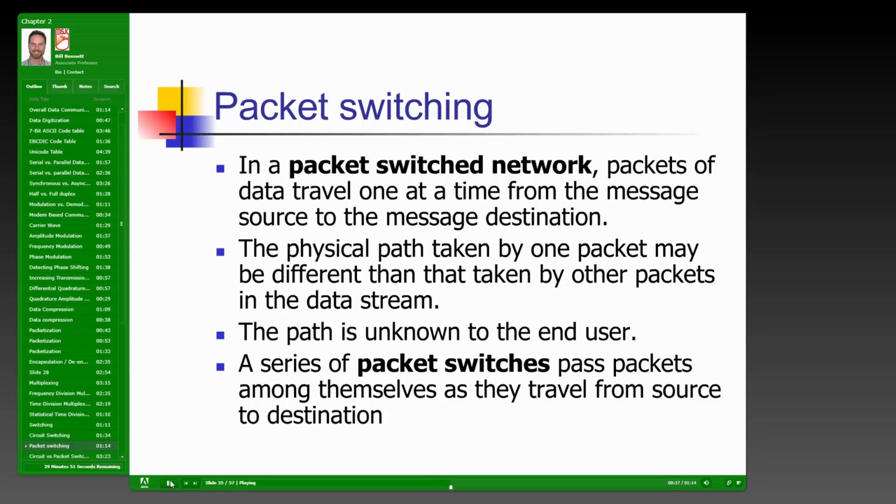It doesn't have to be one dedicated circuit from point A to point B. The path itself is unknown to the end user, and a series of packet switches pass the packets among themselves as it travels from the source to the destination. So if you go back to that previous graphic, there was a packet switch cloud, so to speak, in there. It had a few switches all interconnected, and you just imagine the packets traveling any direction to get from point A to point B, which is essentially how the internet works, and in most packet switch networks. All packet switch networks, actually, for that matter.